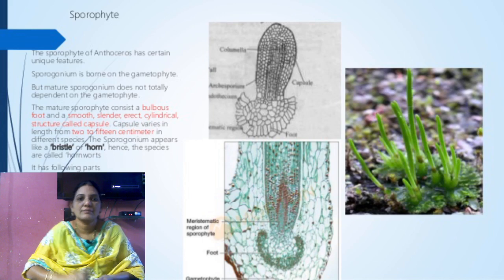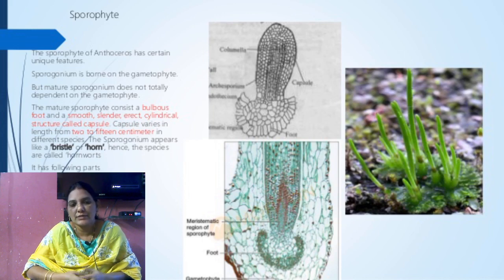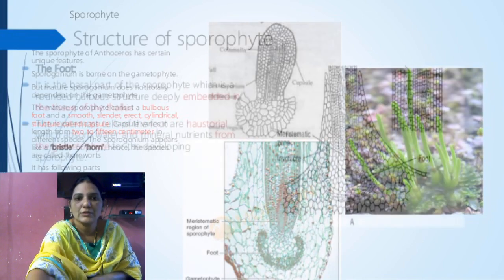Next, the female gamete fuses with the male gamete, and they produce a zygote, and the zygote divides many times and forms one long elongated structure on the thallus. That long elongated structure is called the sporophyte. So coming to the internal structure of the sporophyte.